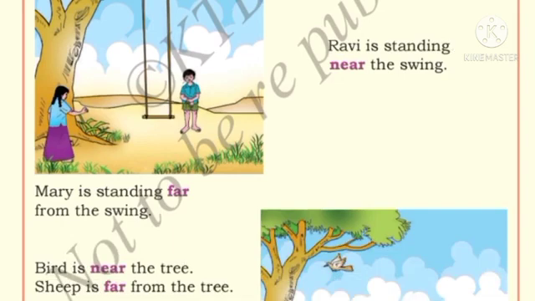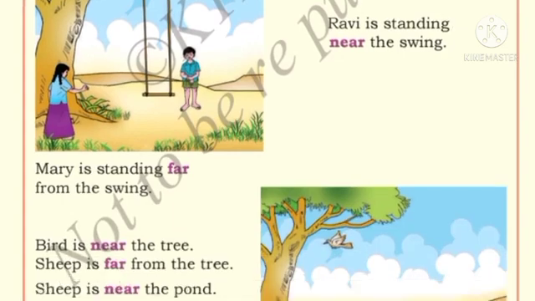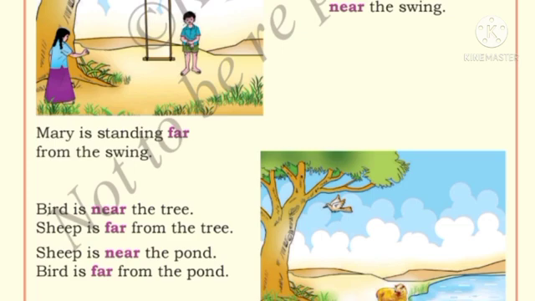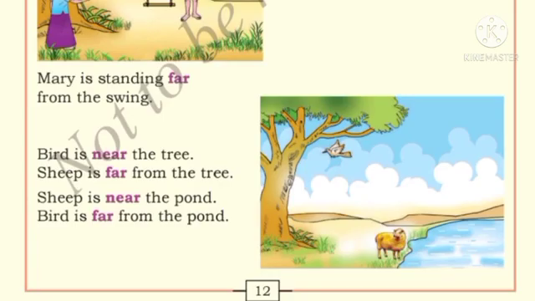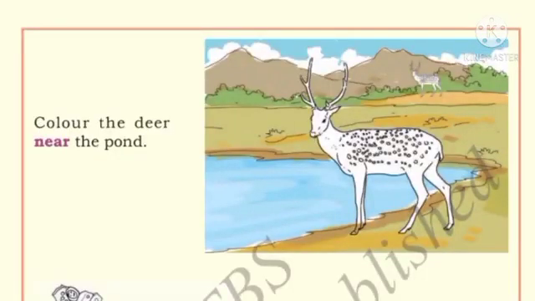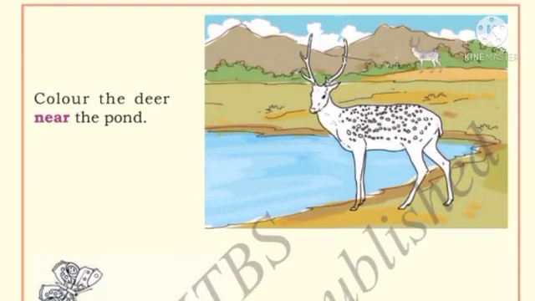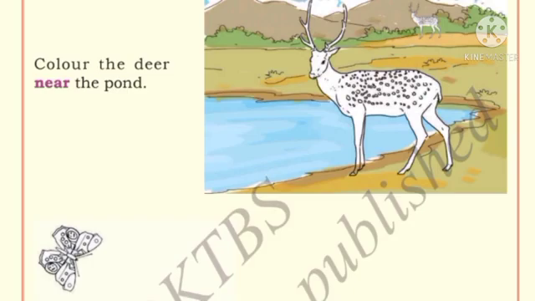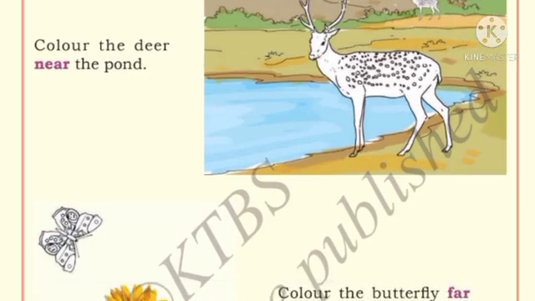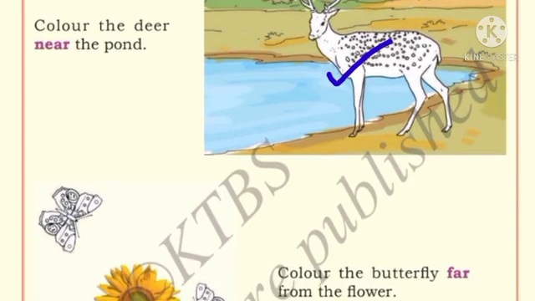Here in this picture you can see bird is near the tree and sheep is far from the tree. And if we compare to the pond, sheep is near the pond and bird is far from the pond. The next picture, here you can see a pond is there, and near the pond one deer is there, and away from the pond, far away from the pond, another deer is there. You have to color the deer which is near the pond.